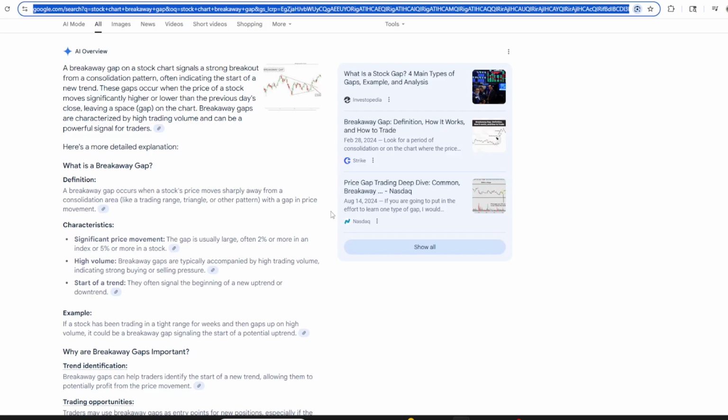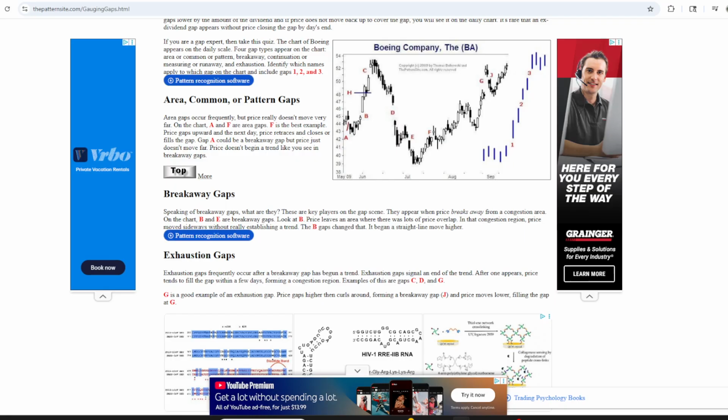You can hit pause on your video and read this on your own time. A little bit of an AI overview. And as well, here's some information from the pattern site from Bulkowski on breakaway gaps as well, with a little bit of an image. Again, go ahead and read this on your own time.